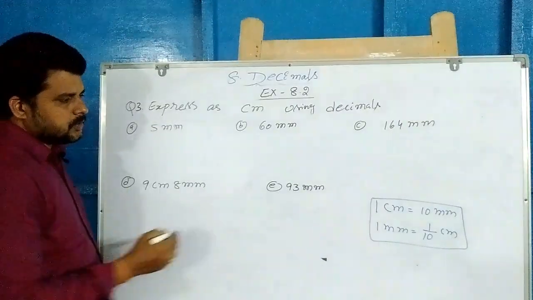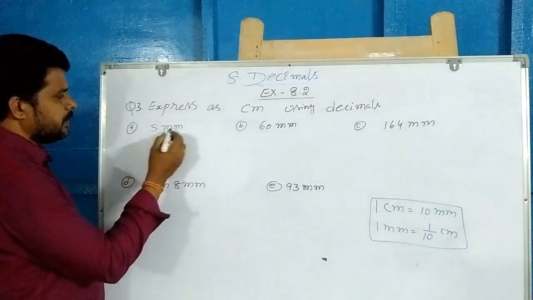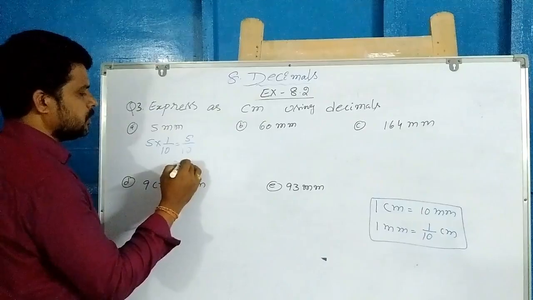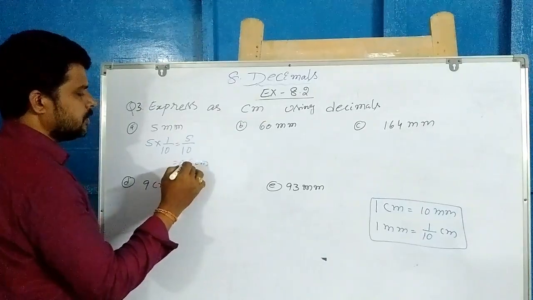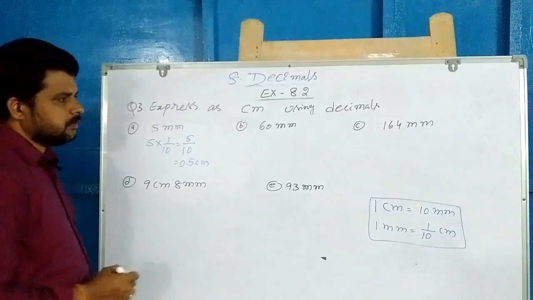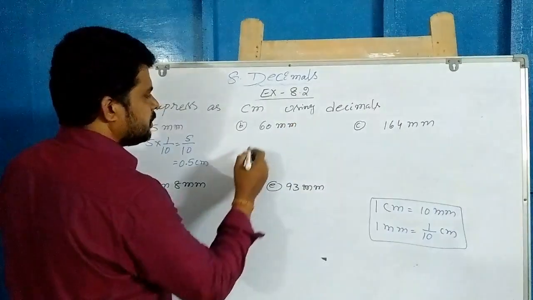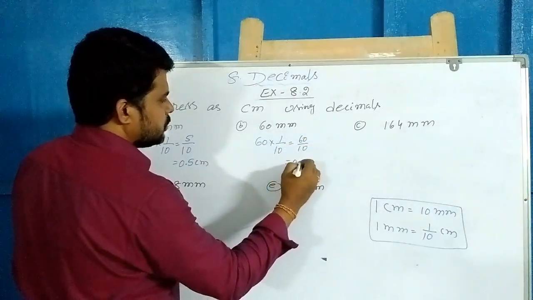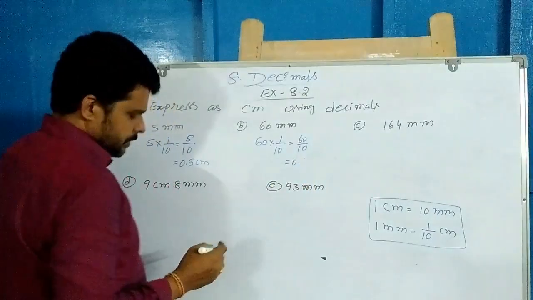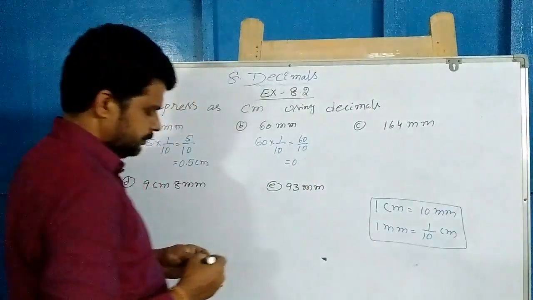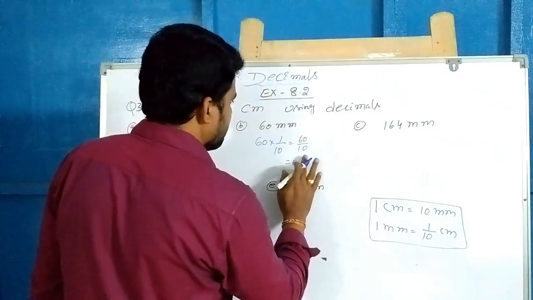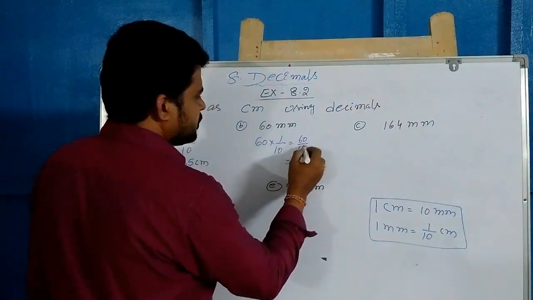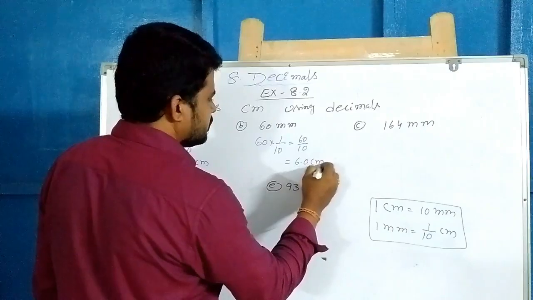So 5 millimeters. 1 millimeter is equal to 1 by 10 centimeters. Then 5 millimeters is equal to 5 into 1 by 10. That is 5 by 10, 0.5 centimeters. 60 millimeters converted into centimeters. That means 60 into 1 by 10, that is 60 by 10, 6.0 centimeters.